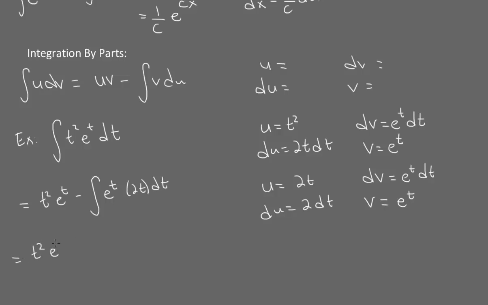So now we can substitute this in. We get t squared e to the t minus uv, so 2t e to the t, minus the integral of 2 e to the t dt. Now that is simply equal to t squared e to the t minus 2t e to the t plus 2 e to the t.